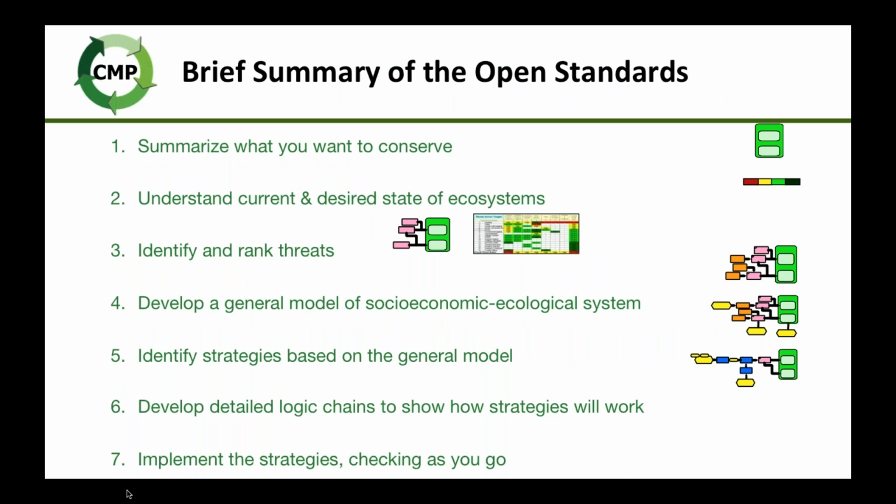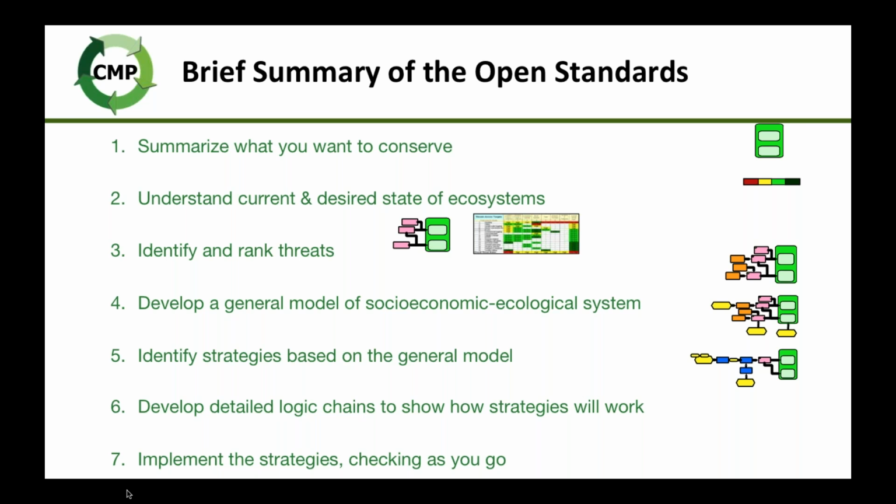So if you think about the Open Standards as a basic series of steps, where you summarize what you want to conserve, you understand what the current and desired state of your ecosystems is, that's your viability assessment, you identify and rank your threats, you develop a general model of your socioeconomic and ecological system, so you develop a conceptual model. You identify your strategies based on the general model. You develop detailed logic chains or results chains to show how your strategies are going to work. You implement your strategies and you check as you go. So that's the basic Open Standards as we all know it.